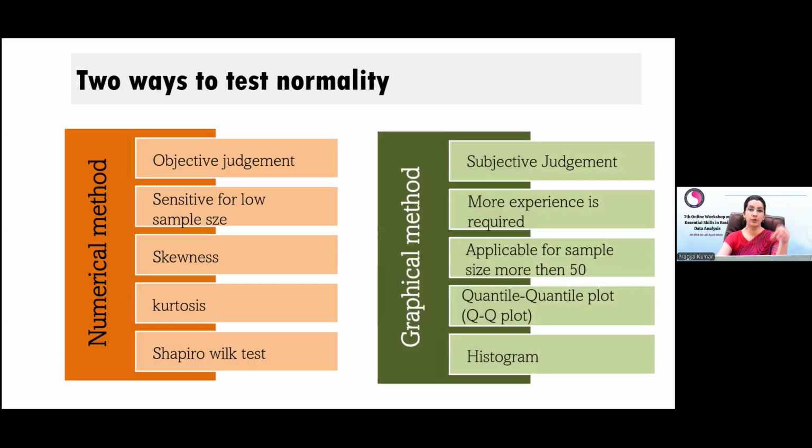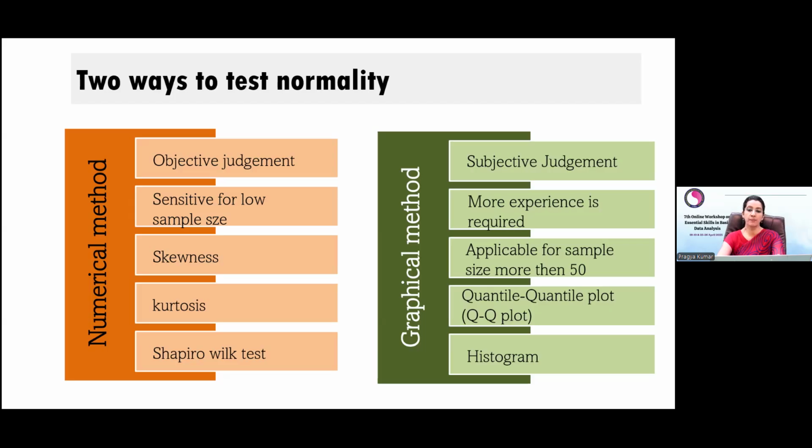Then comes your graphical method. So graphical method is the subjective way of assessing the normality. In the case of a graphical method, more experience is required. Why? Because when you see a lot of data and keep performing, you somehow assess whether it is normal or whether it is skewed. So in this case, generally, if the sample size is more than 50, then you go for this graphical method of assessing the normality.